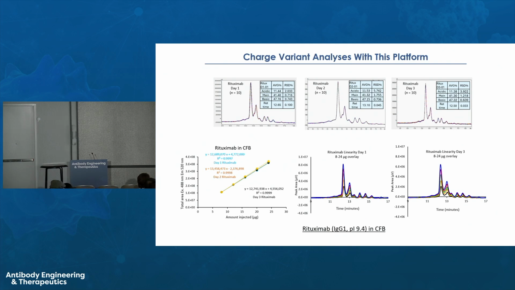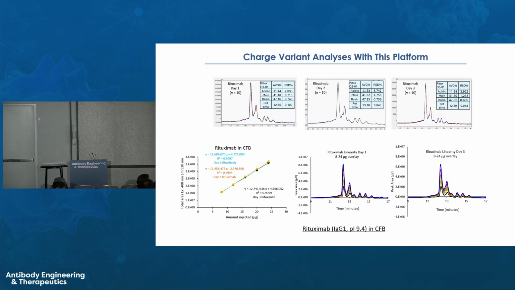You actually can even get the titer, because if you inject different amounts, it's a linear response, total area. Day 1 and day 3 were on the same LC. You can see that the retention times are stable. The relative content of the acidic, main and basic peaks is very stable irrespective of the LC. In this case, the retention time depends on the dead volume. That's why between instruments, between LCs, it's varying.